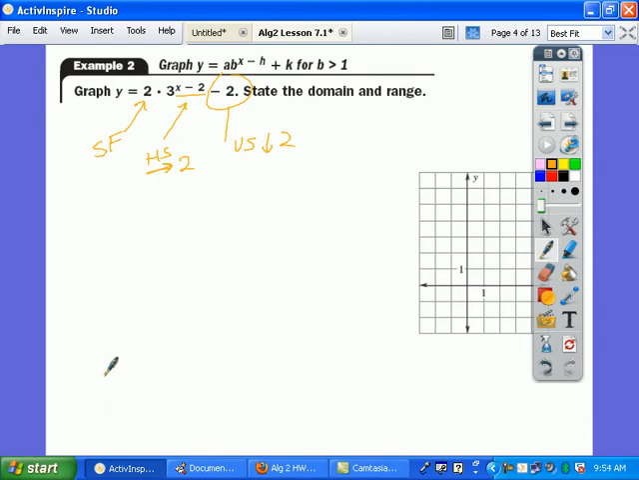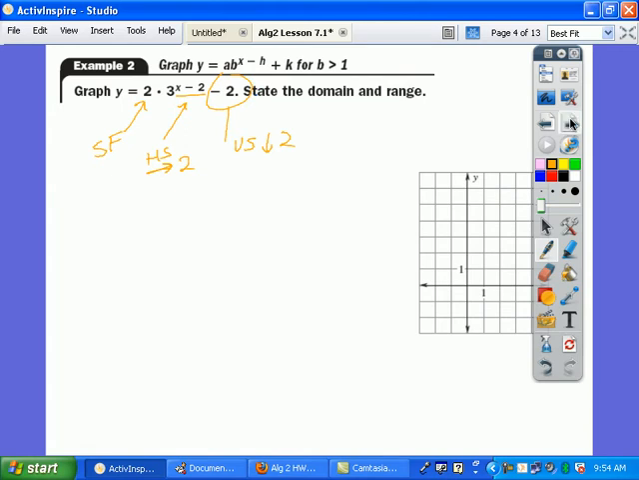The domain on all of these functions is all real numbers. I can plug in any x value, and I won't run into any problems. The range is going to generally be from like 0 to infinity, although if we are doing a transformation vertically, obviously that's going to change the range slightly.